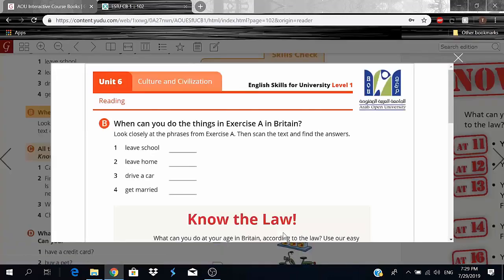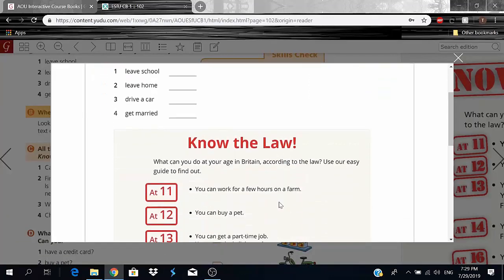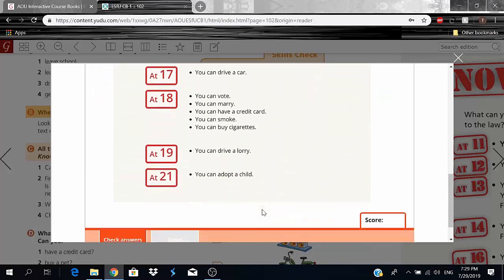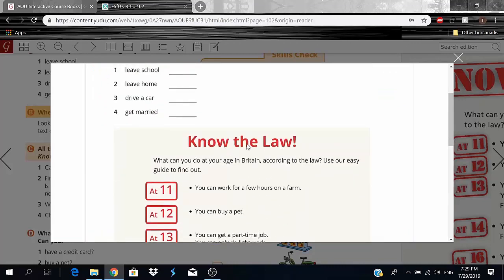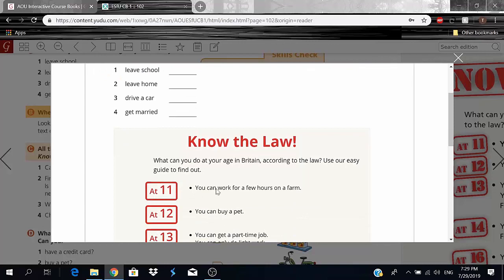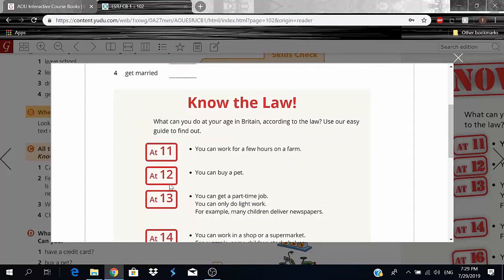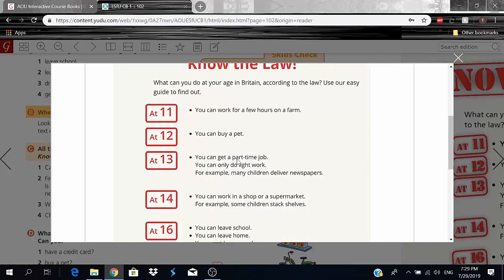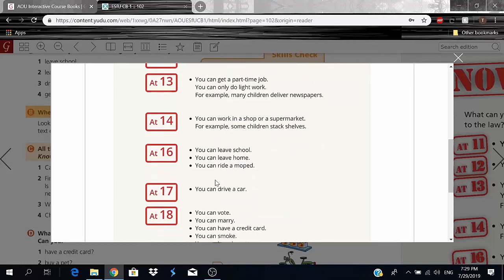Oh, and here we have the law, or should I say laws of Britain. Okay, so know the law. What can you do at your age in Britain? According to the law, use our easy guide to find out. So here we have, at 11, you can work for a few hours on a farm. At 12, you can buy a pet. At 13 years old, you can get a part-time job. You can only do light work. For example, many children deliver newspapers. And then we have, at 14, you can work in a shop or a supermarket. For example, some children stack shelves.